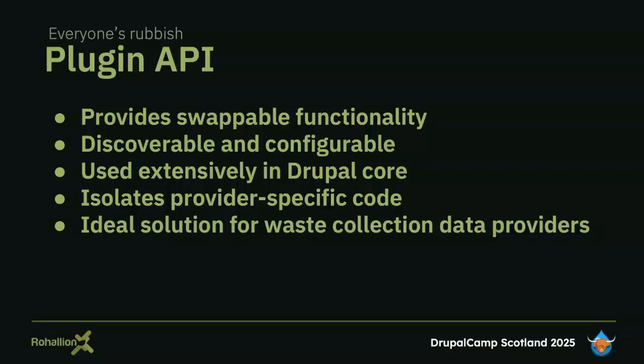So the plugin API, a plugin type, provides swappable functionality, and that's exactly what we need in this case. It's discoverable, configurable, extensible by anyone. You can write a plugin, and it will be discovered by Drupal. It doesn't touch the original code. It's used extensively in Drupal core and contributed modules. It's littered with examples. So if you're looking for something, there's almost always prior art, and you can just recycle some of that code and learn from it.